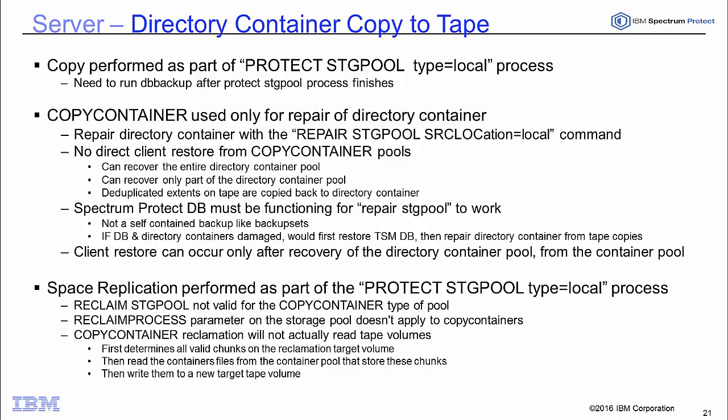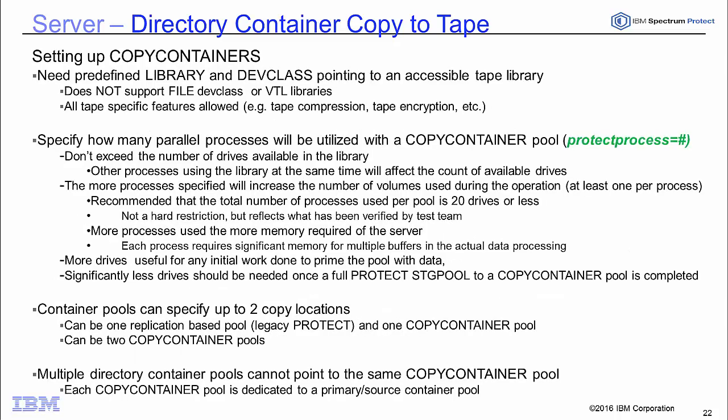In order to set up a copy container, there's two ways to do this. Once again, you can do it through the command line, or you can do it through the Operations Center. I'll show you both ways. And the second piece is you can set this up for a new directory container or an existing directory container. In order to set up copy containers, you first of all do need a predefined library and device class that are pointing to an accessible library for that Spectrum Protect server. We don't support file device class or VTL libraries. But all of the tape features like compression, encryption, and so forth are supported.